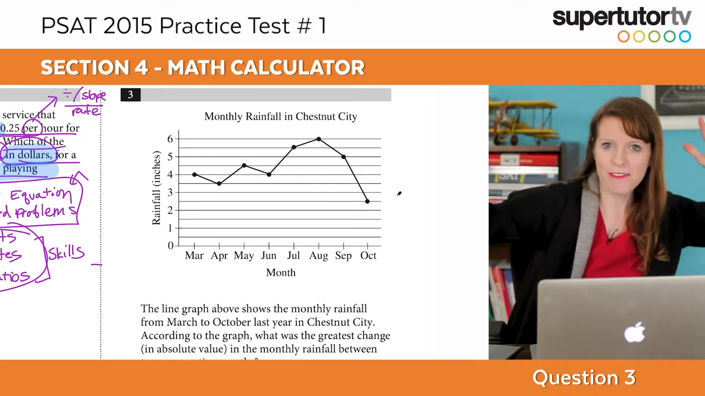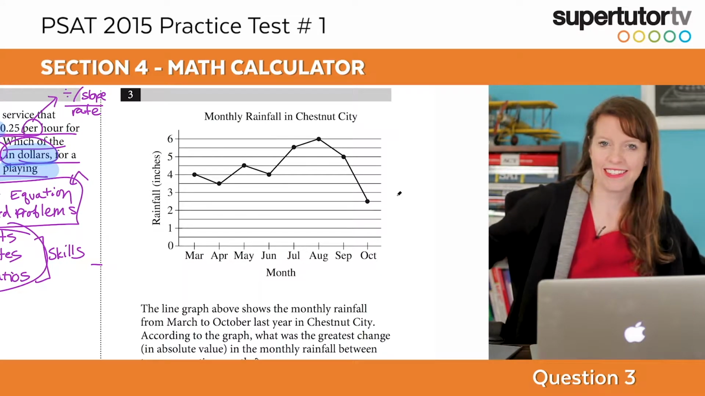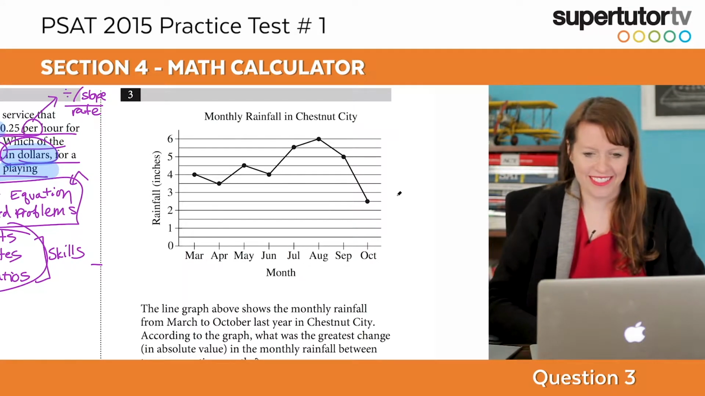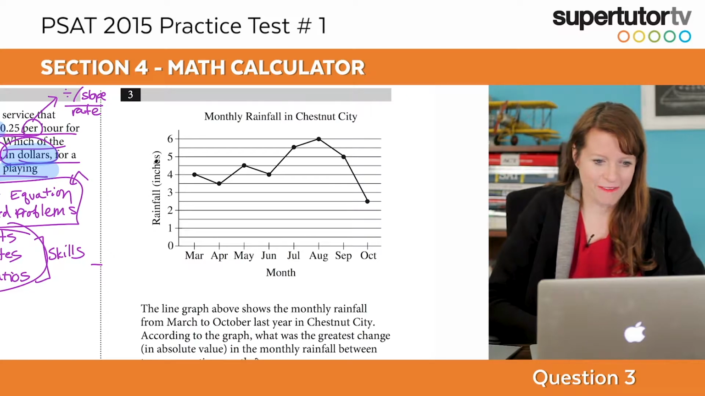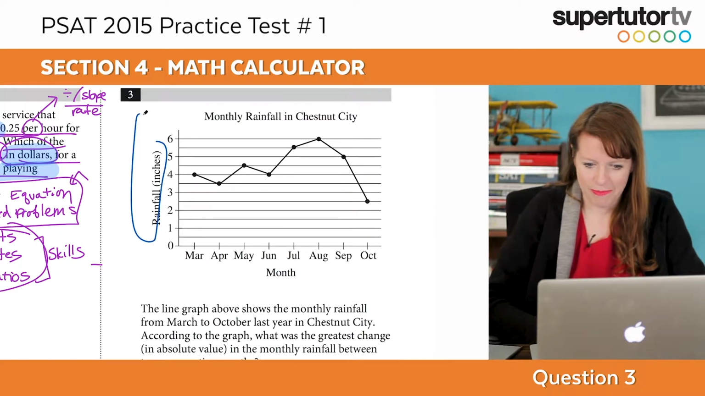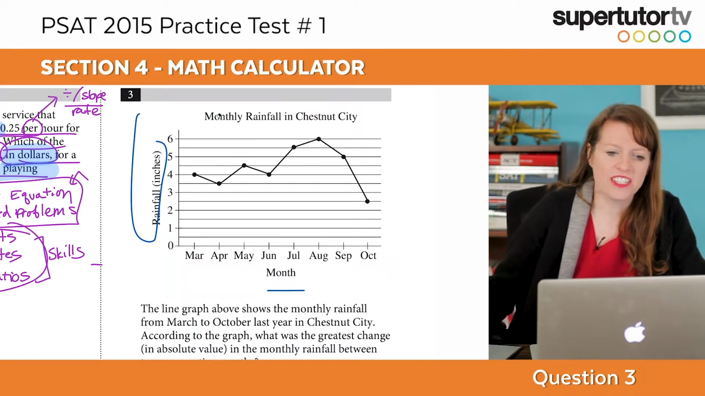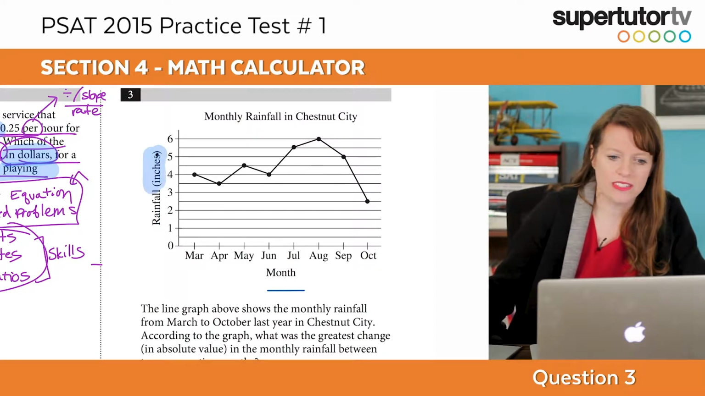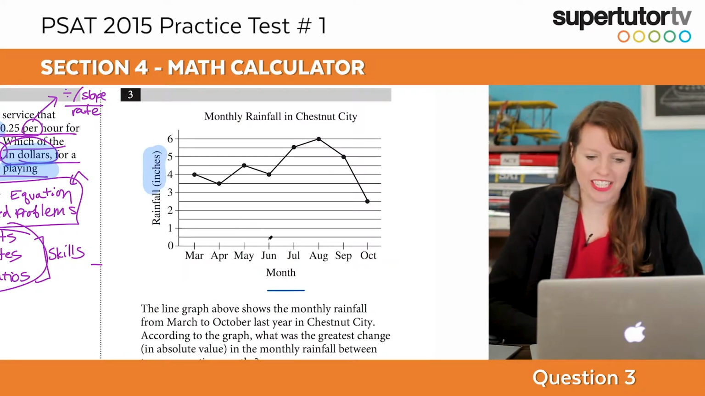On the monthly rainfall in Chestnut City. Cue sound effects for rainfall. Rainfall in inches. Month. Okay, just a tip for you guys, whenever I see units, I like to circle them. I like to be aware of them. I like to know what's up.